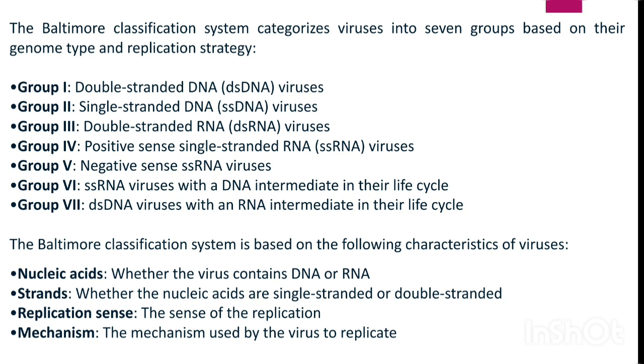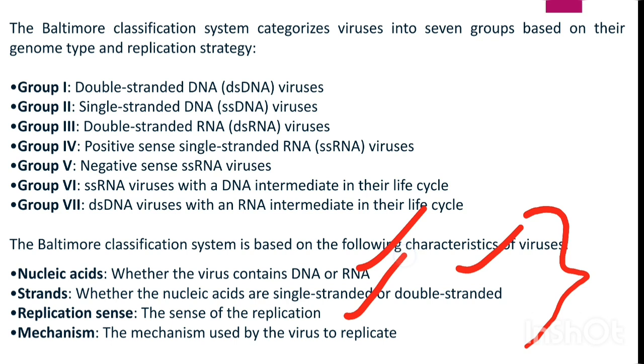Next, double-stranded RNA viruses. Next, positive-sense single-stranded RNA viruses. Next, negative-sense single-stranded RNA viruses. Next, single-stranded RNA viruses with a DNA intermediate in their life cycle, and double-stranded DNA viruses with an RNA intermediate in their life cycle. So this is the classification system proposed by Baltimore, who regarded points like nucleic acid, strands, and replication mechanism to classify viruses into seven groups.